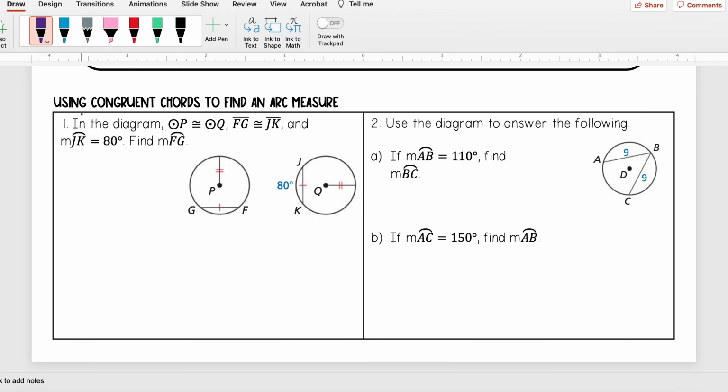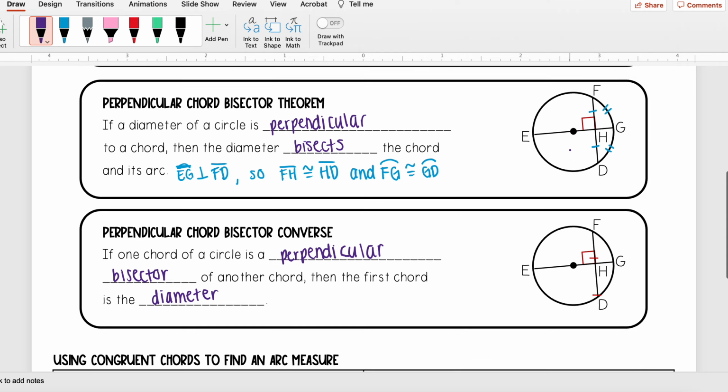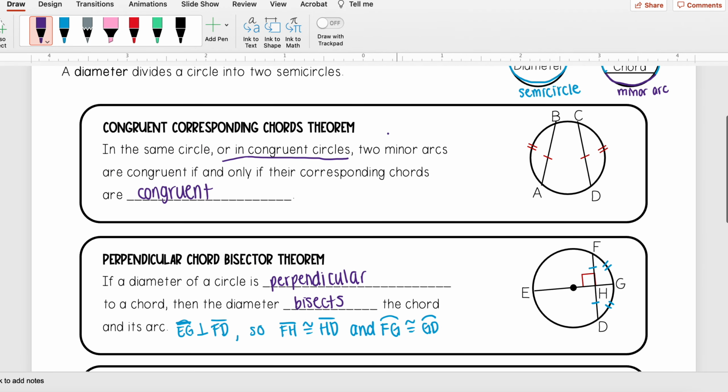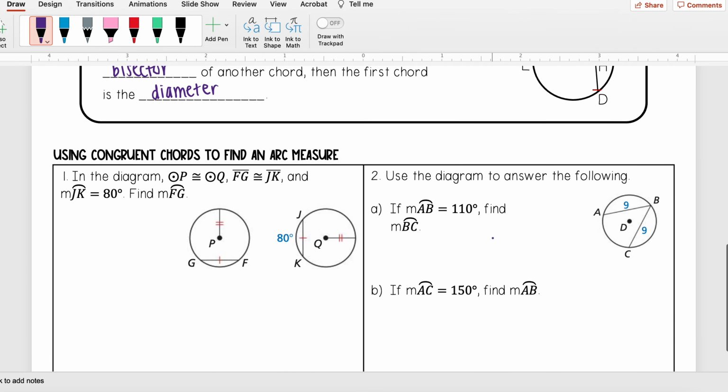In this video, we're going to practice using congruent chords to find an arc measure. For these two examples, we're really going to be using this first theorem that we talked about, and that told us that two minor arcs are congruent if and only if their corresponding chords are congruent. And so we can go in either direction there.